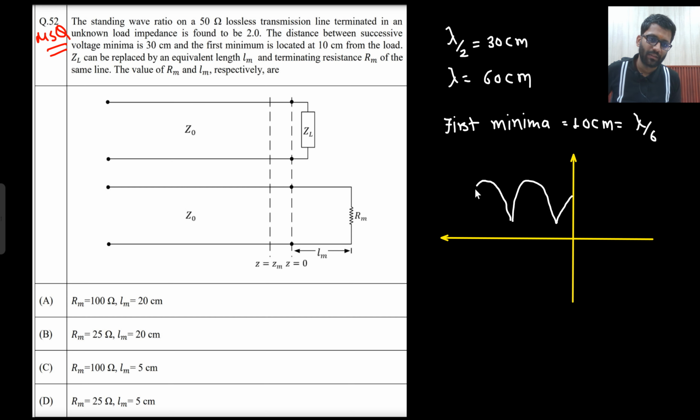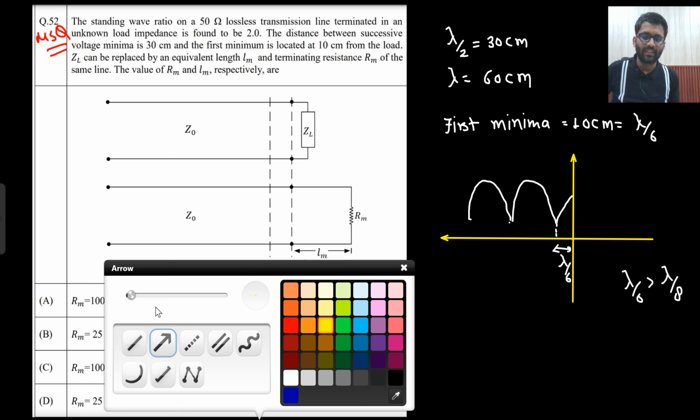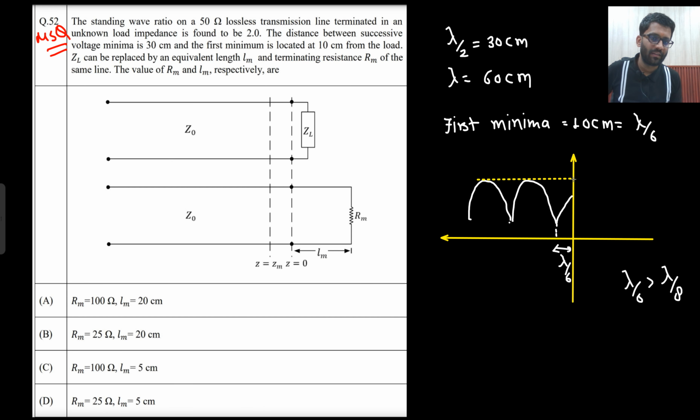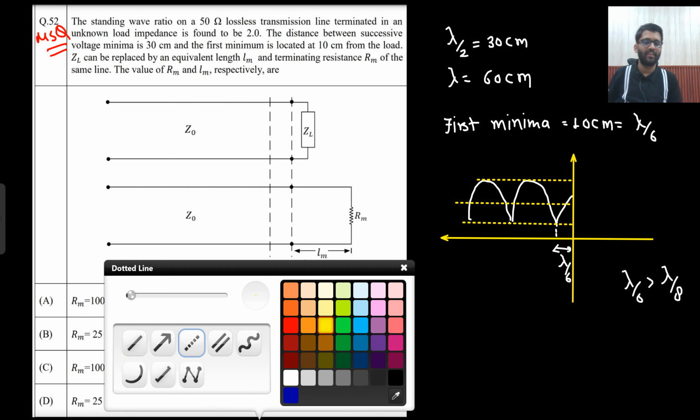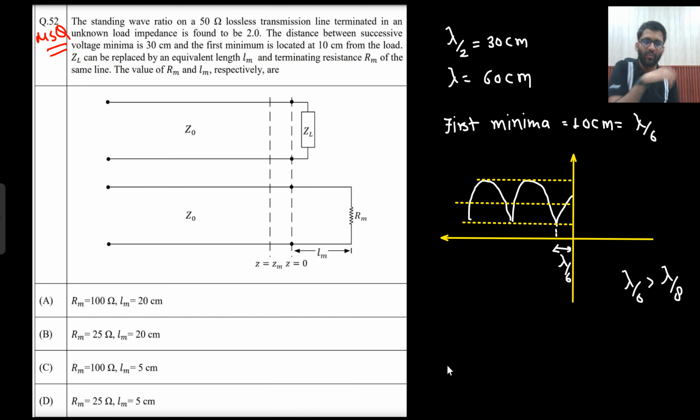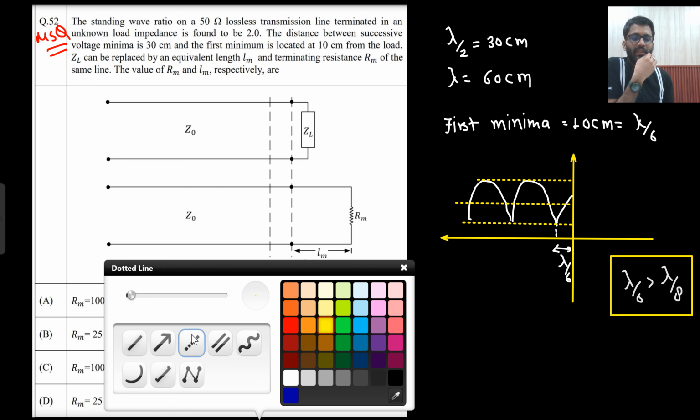Minima and maxima, and this distance is lambda by 6. So let me know, is lambda by 6 greater than lambda by 8 or less than lambda by 8? Certainly it is greater than lambda by 8. So if this is my maxima and this is my minima, where will your midpoint be? It will be below this, it cannot be above. If it is above, the distance will be less than lambda by 8, but you need to cover more than lambda by 8, so it has to be below. These concepts we have already seen. You have spent a lot of time on the standing wave pattern. If you need to study it in a good manner, you should watch the standing wave pattern video as well.